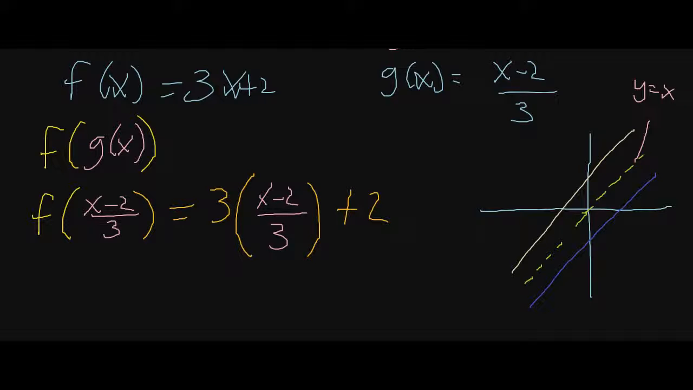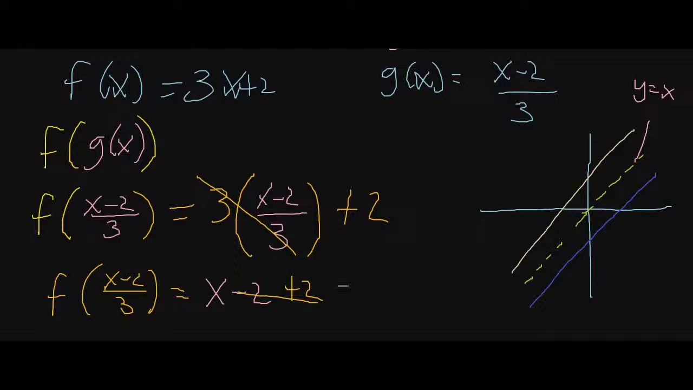So we're taking the entire thing and putting it into our function. We get f of g of x, which is 3 times x minus 2 over 3, plus 2. What's 3 divided by 3? It's just 1, so that's gone. So we get x minus 2, then plus 2. What's minus 2 plus 2? That cancels, so we just get x.